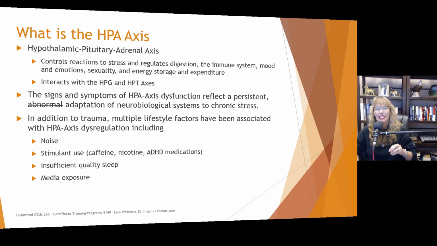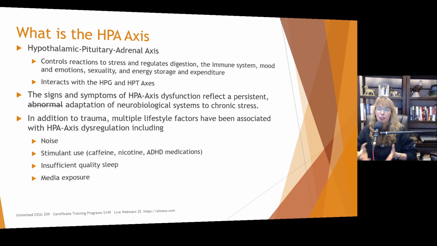Really important to recognize that if there is a dysfunction in one of those areas, or other areas of our body, it can contribute to problems. So if there's a problem with the hypothalamus, then that's going to affect the adrenals, the gonads, and the thyroid. Same thing if there's a problem with the pituitary gland. But anyhow, your hypothalamic-pituitary-adrenal axis controls reactions to stress and regulates digestion, the immune system, including inflammation, mood, emotions, sexuality when it communicates with that HPG axis, and energy storage and expenditure when it communicates with the HPT axis.